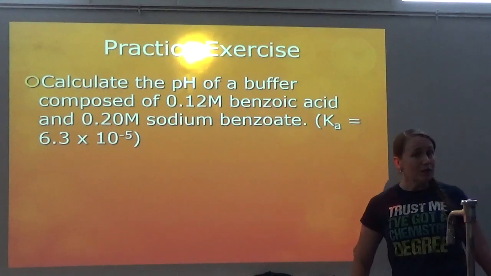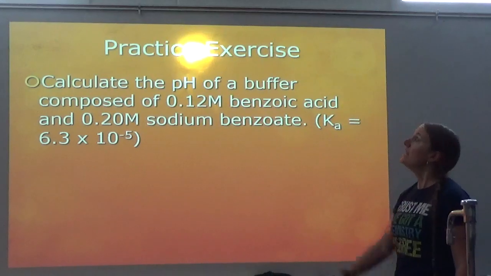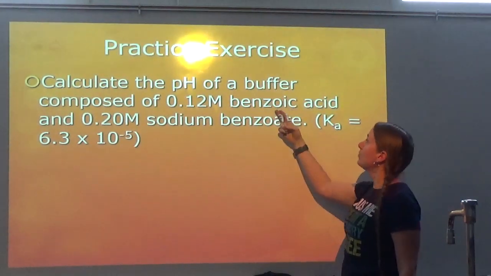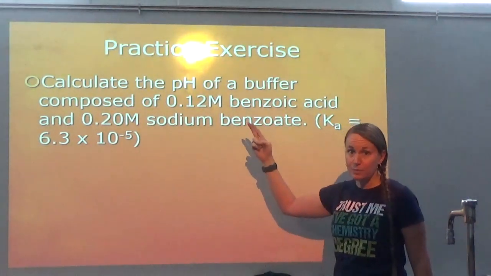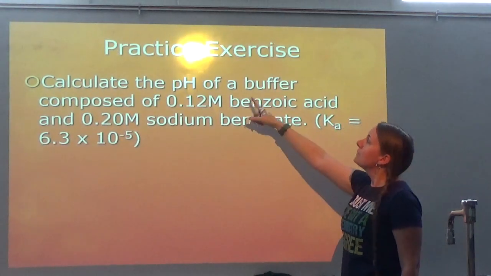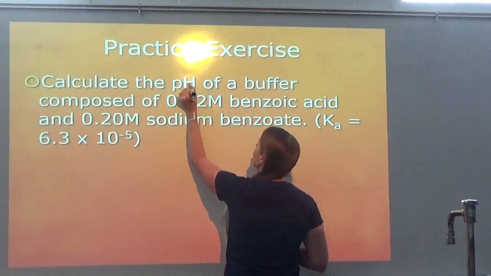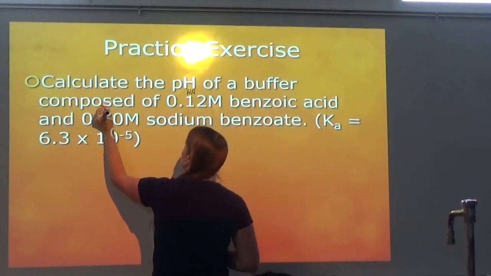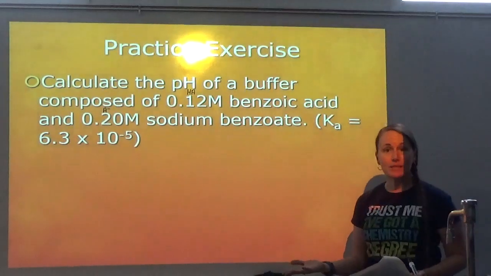I'll assume you paused this one, tried it, and we'll look at it together. It says calculate the pH of a buffer. Now, on the AP exam, y'all, they're not necessarily going to tell you it's a buffer. You would need to know that, because if I see benzoic acid and sodium benzoate, I'd be like, wait a minute, that's a weak acid and a conjugate base. So calculate the pH of a buffer composed of 0.12 molar benzoic acid, so there's my HA, and 0.2 molar sodium benzoate, so there's my A minus. And it tells me Ka is 6.3 times 10 to the negative 5.